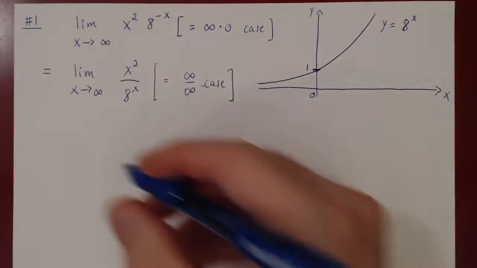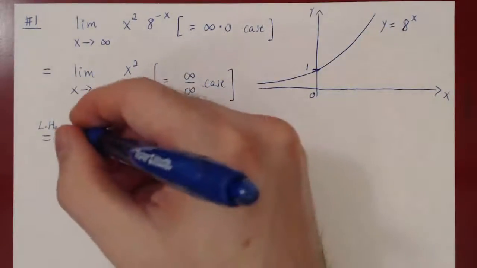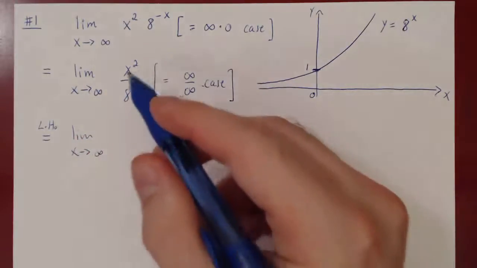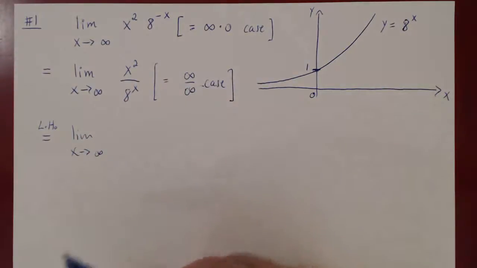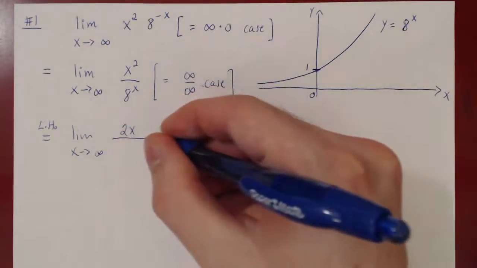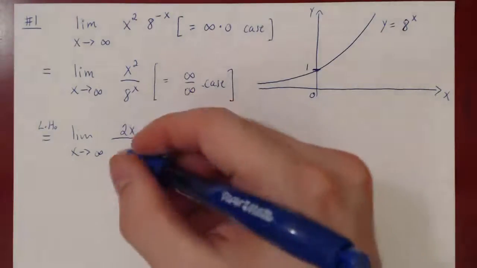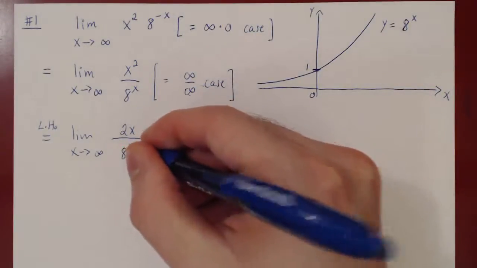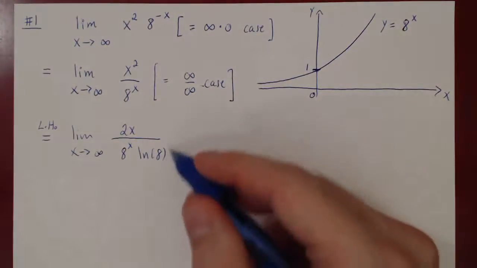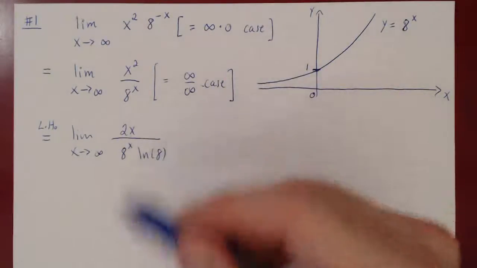And now we can use L'Hopital's rule. The limit stays the same, and we replace both top and bottom by their respective derivatives. X squared has a derivative of 2x. 8 to the x is the exponential function base 8. The derivative of this is the function itself, times the ln of the base. As always, we try and simplify. Here, no simplification is required.